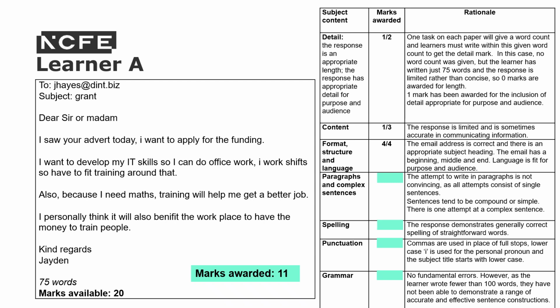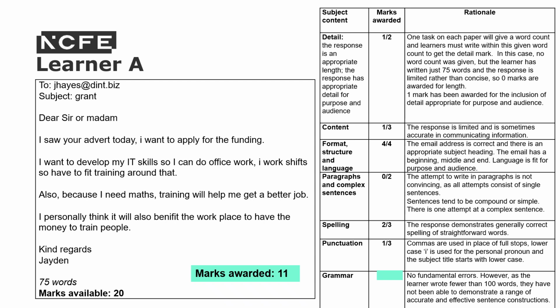Paragraphs and complex sentences was given 0 out of 2. The attempt to write in paragraphs is not convincing as all attempts consist of a single sentence. Sentences tend to be compound or simple, and there is one attempt at a complex sentence. For spelling, they got 2 out of 3. The response demonstrates generally correct spelling of straightforward words.